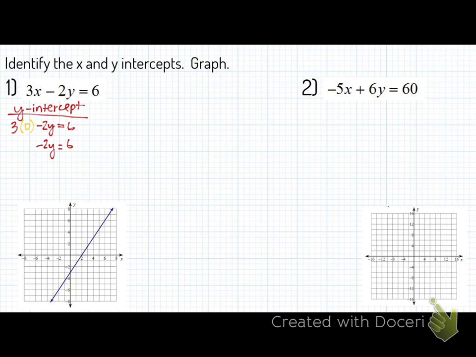And then how do I get y by itself? What do I do? Divide by negative 2, right? So y is equal to what? Negative 3. Okay, so that's my y-intercept.